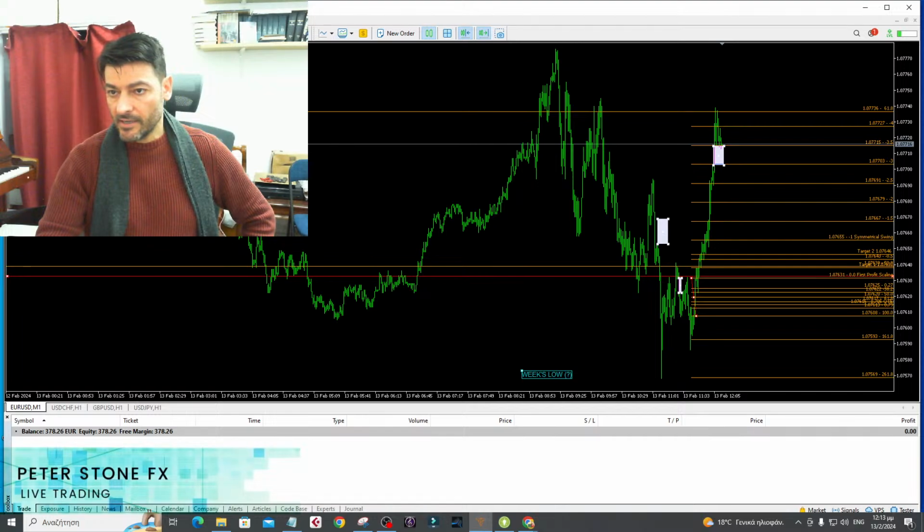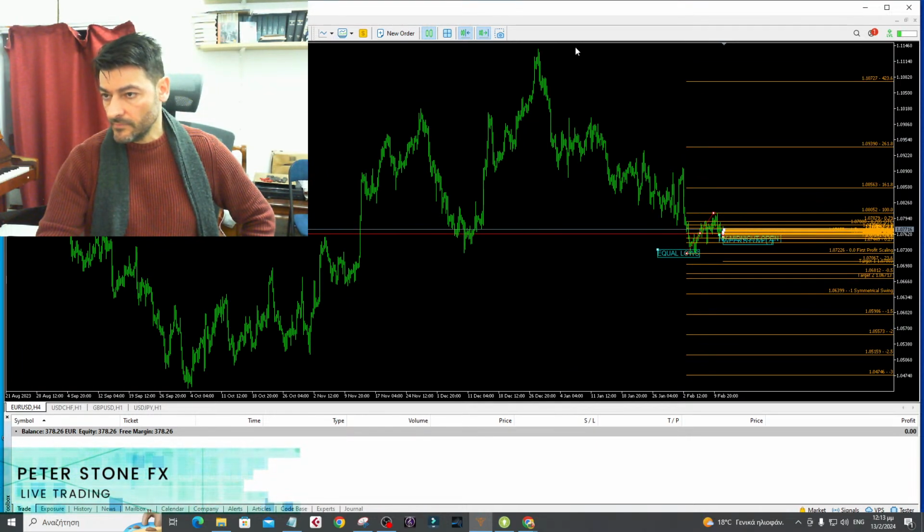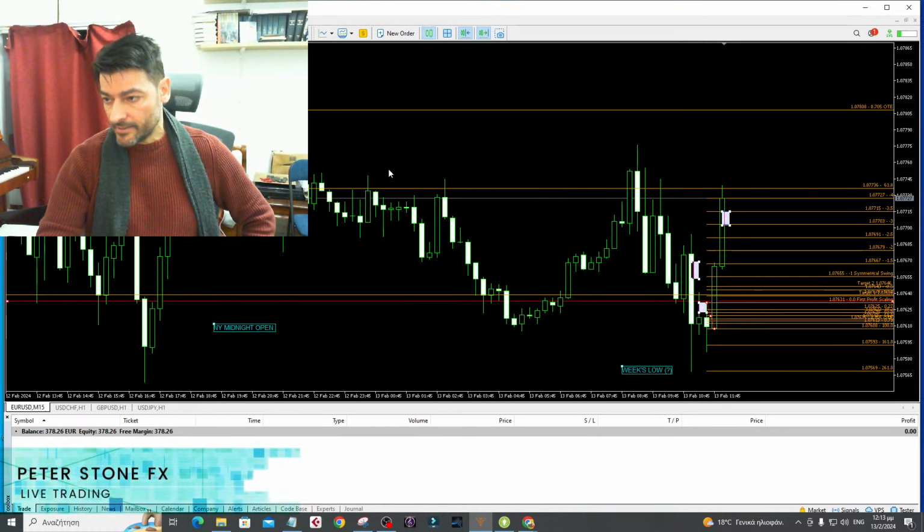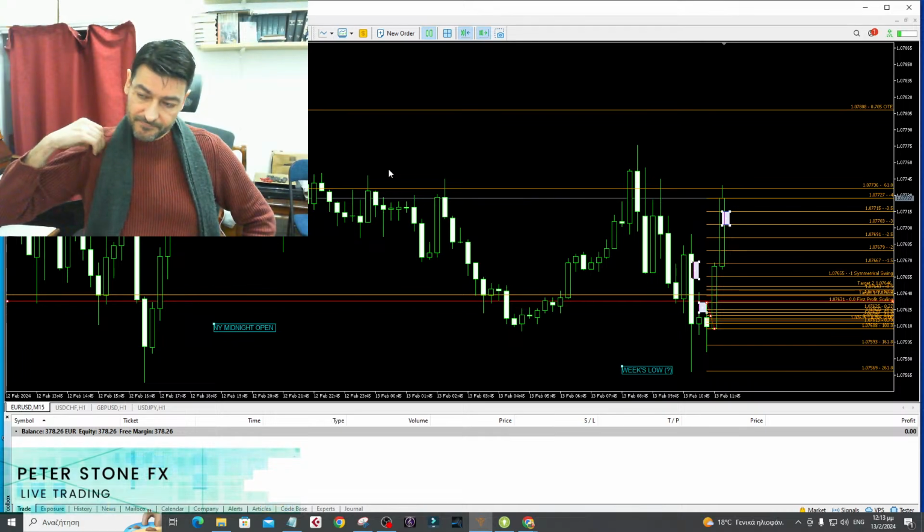Okay, in the higher time frame, this is the 4-hour time frame. So around here is the 50%. This is the fair value of this area. So I believe that I am the fair value trader. Probably this is the name of my trading, my trading name.